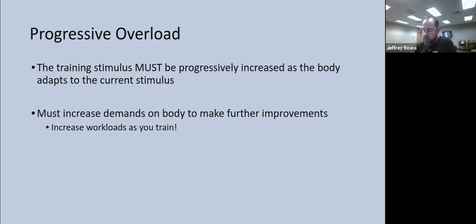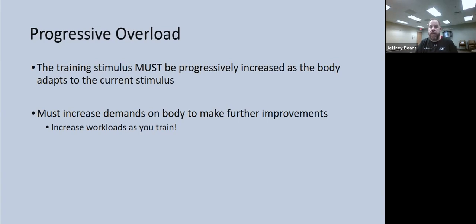And then there's progressive overload. So we talked a lot about intensity in our last set of modules. And one of the things I said is that as we get fitter, the floor that we have rises, because what previously was 60 to 85% of heart rate reserve now needs to be even higher. So the training stimulus must be progressively increased as the body adapts to the current stimulus.